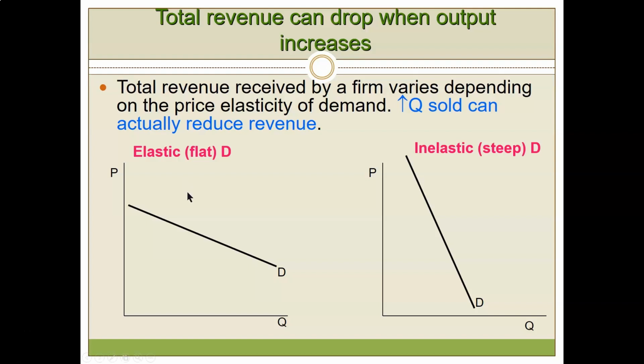Let me give you an example. Let's imagine that we operate in 2 different markets. Let's say we produce cars and we sell our cars in the UK and in Europe, where characteristics of demand are different.